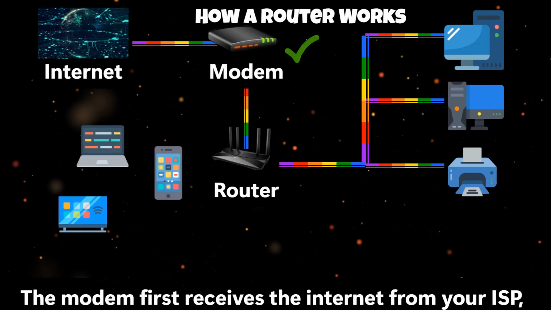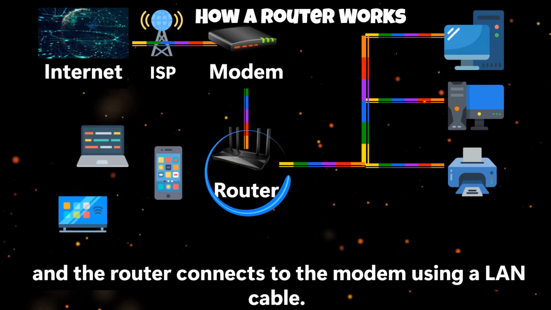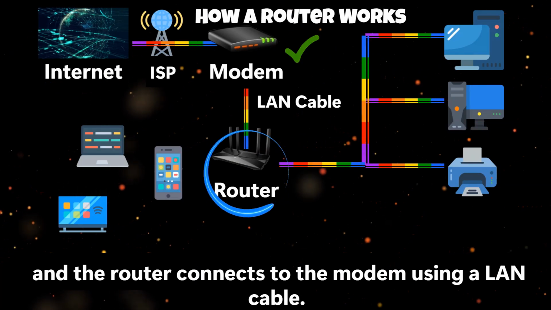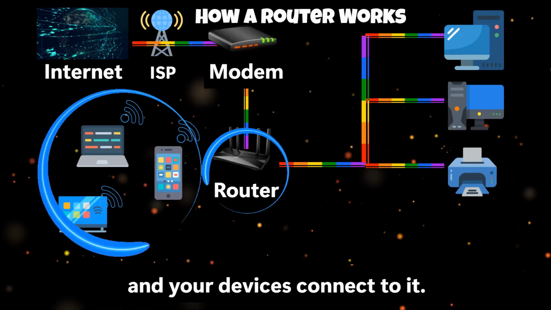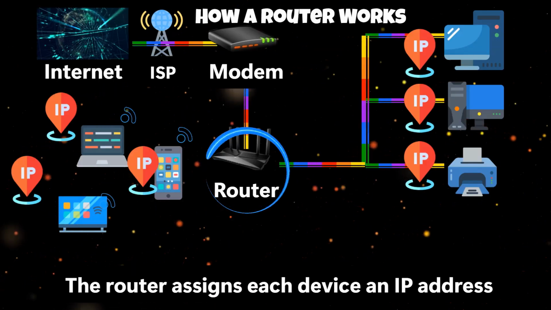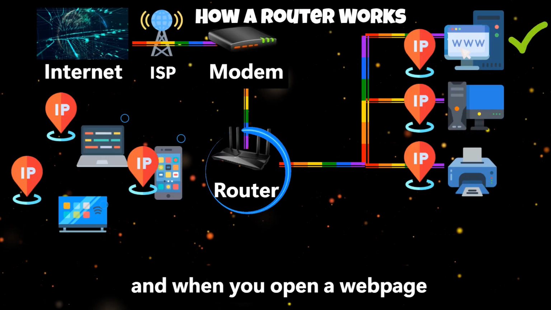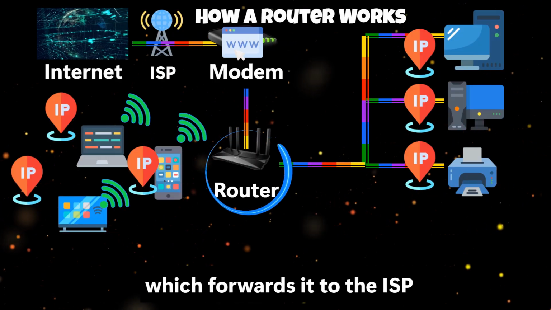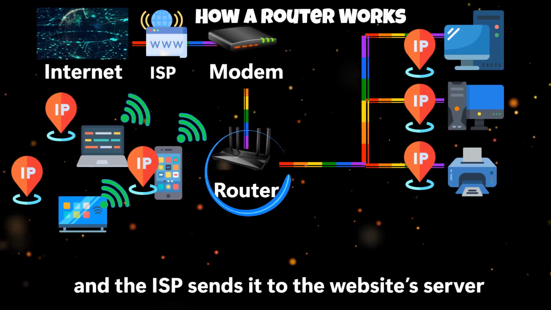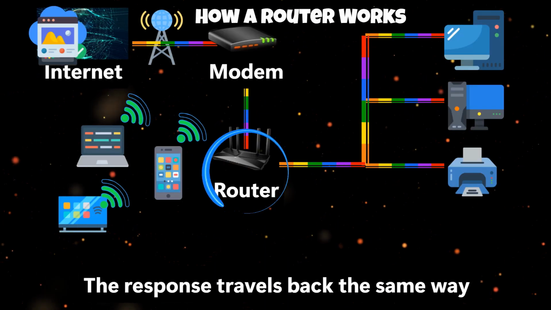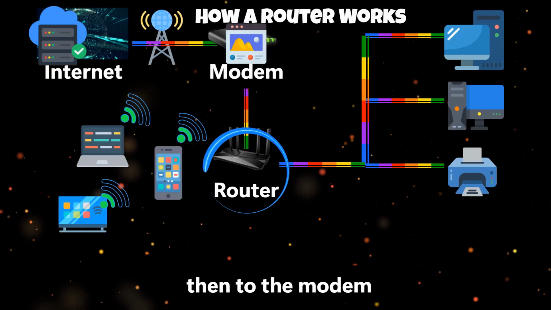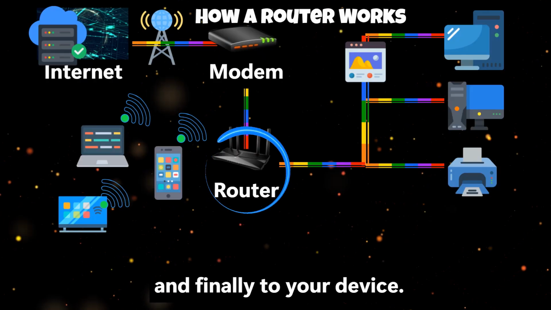The modem first receives the internet from your ISP, and the router connects to the modem using a LAN cable. The router then broadcasts Wi-Fi signals, and your devices connect to it. The router assigns each device an IP address, and when you open a web page, the router sends the request to the modem, which forwards it to the ISP, and the ISP sends it to the website's server. The response travels back the same way, from the server to the ISP, then to the modem, then to the router, and finally to your device.